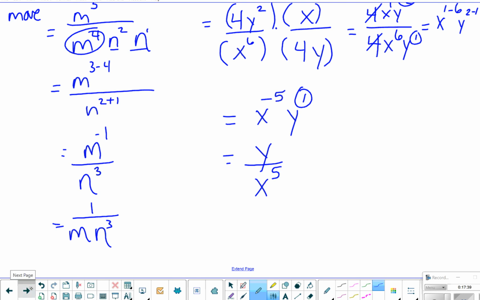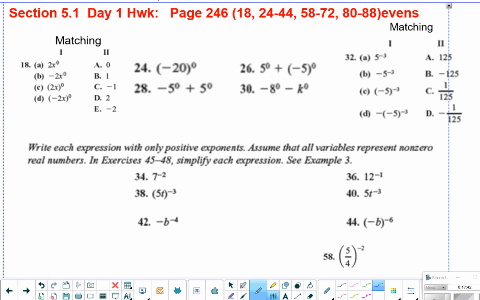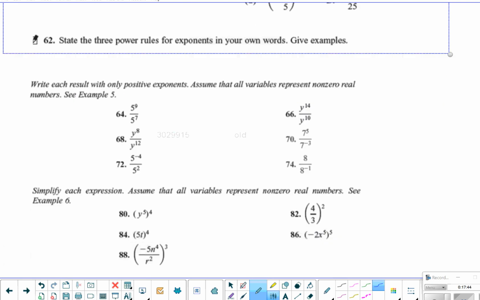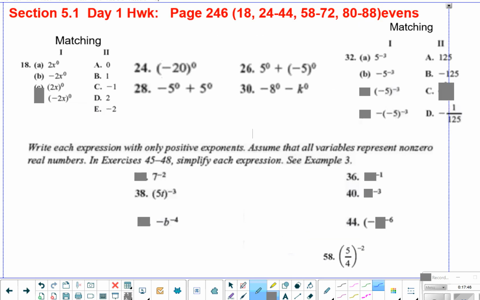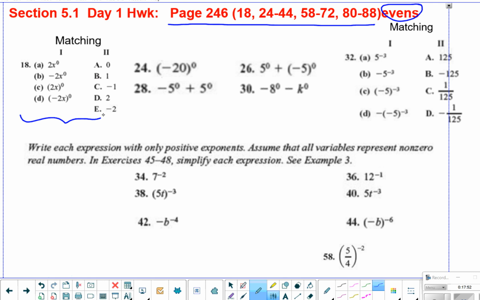That about wraps it up, you guys. Hopefully that wasn't too much review. Here is the homework. You can see right there. Doing just evens on all of these. You've got a matching exercise here, another matching exercise there. Left column with right column. And hopefully you get that all written down.